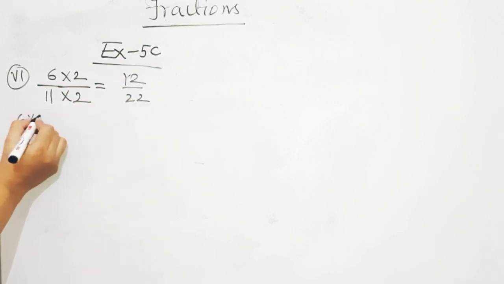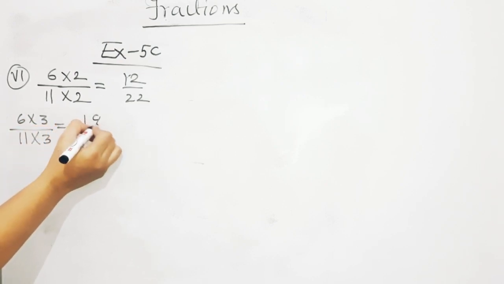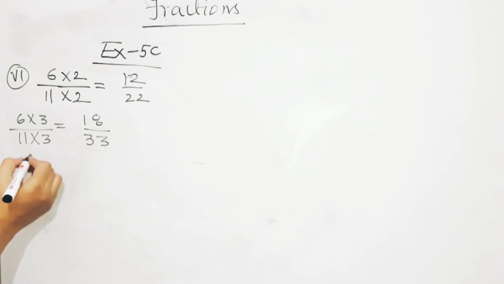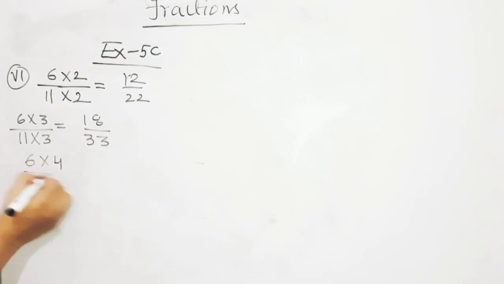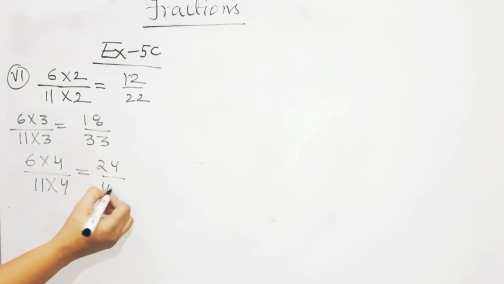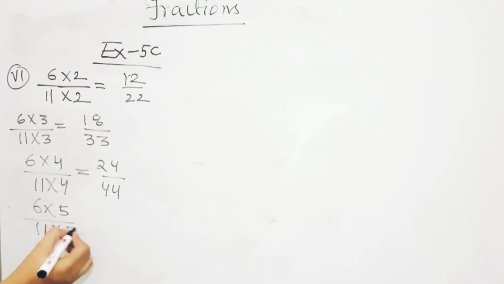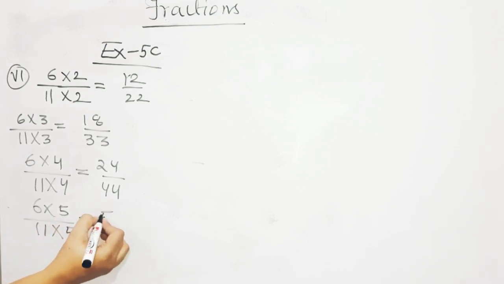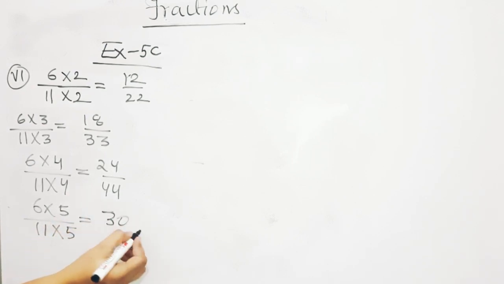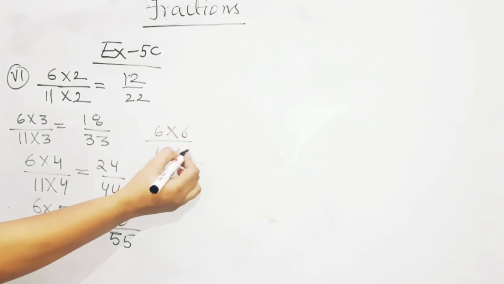Now to obtain the next equivalent fraction, what will you multiply by? 3. Now again, to obtain the next equivalent fraction, with which number are you going to multiply? You are going to multiply it by 4. Now to obtain the next equivalent fraction, with which number are you going to multiply? You are going to multiply it with 5. Correct? Now to obtain the next equivalent fraction, with which number are you going to multiply?